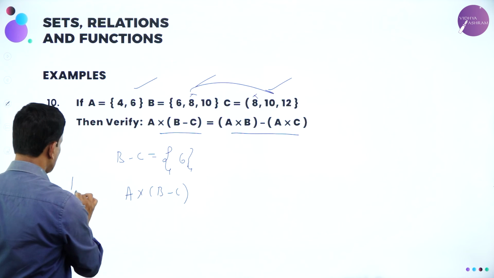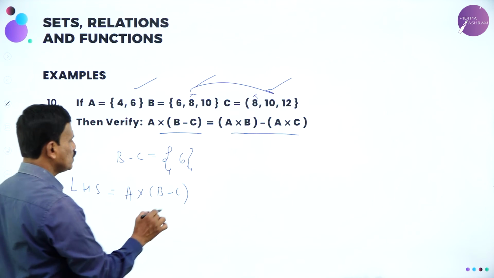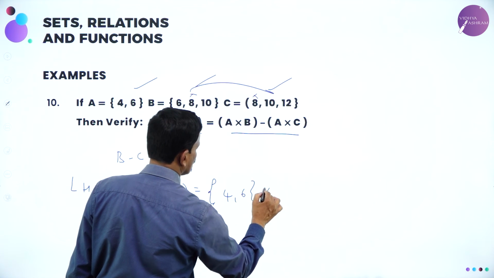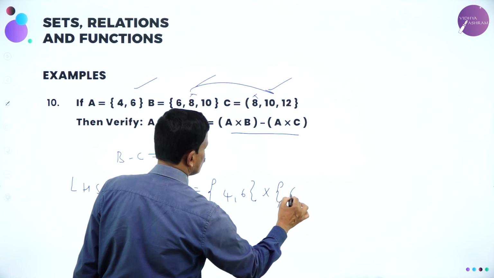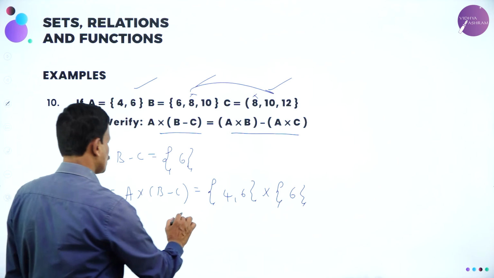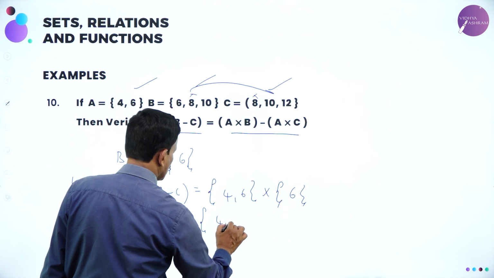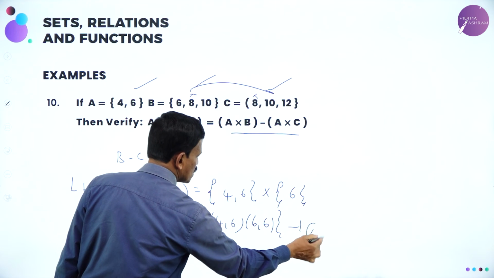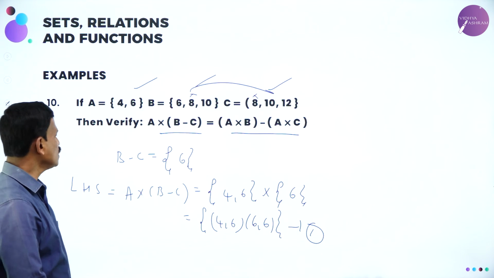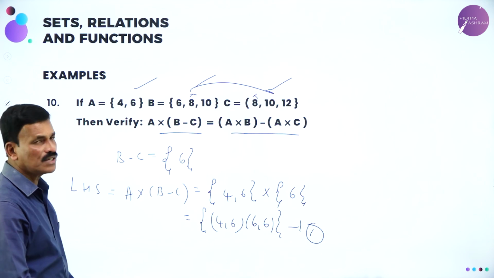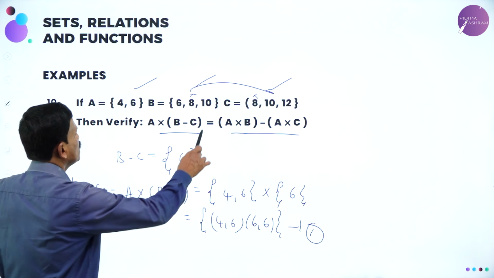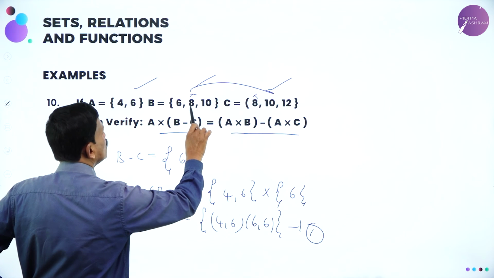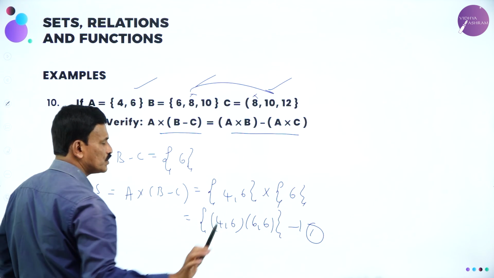Let us call it as LHS. A cross (B minus C). What is A? A contains 4 comma 6, cross B minus C, which is 6. So this is equal to {(4,6), (6,6)}. Let us represent this as equation number 1. See here, B minus C means 6 is the element which is in B but not in C. 8 is here, 10 is also here, we don't want.